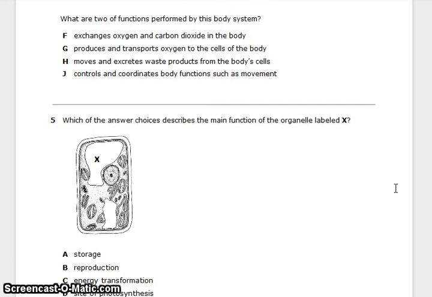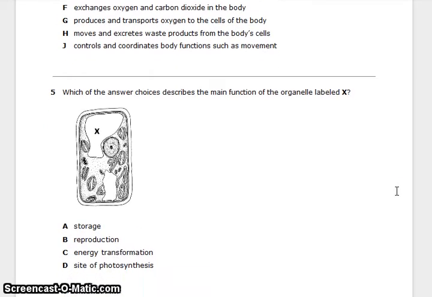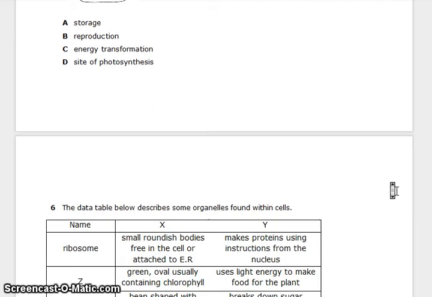5. Which of the answer choices describes the main function of the organelle labeled X? A. Storage. B. Reproduction. C. Energy transformation. D. Site of photosynthesis.